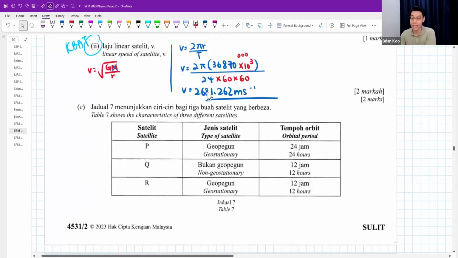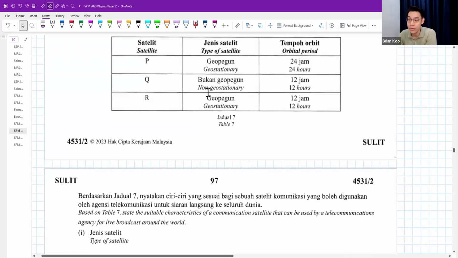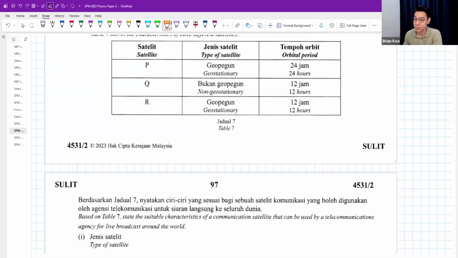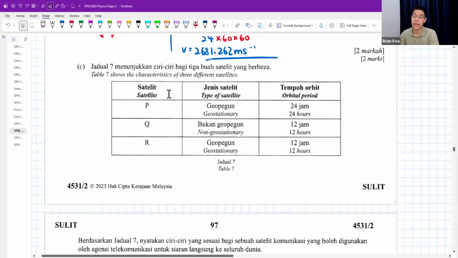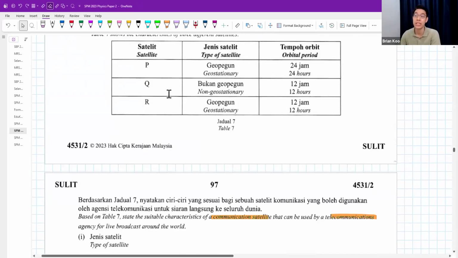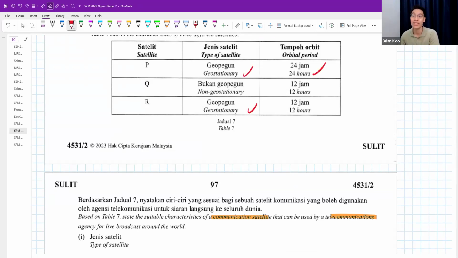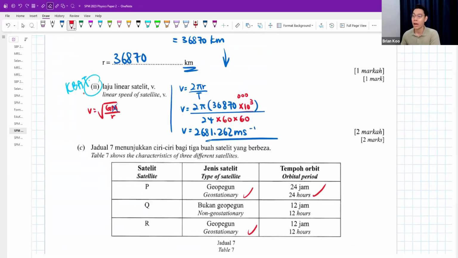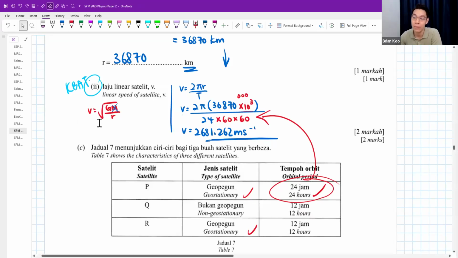Diagram shows 3 different satellites. They ask you communication satellite again, and then used by telecommunication agency. So even if you've forgotten that communication needs to be geostationary and all that, this question is very kind. Immediately in the next question, part C, they ask you for communication satellite. And so you know you're going to choose geostationary, which has to be 24 hours. So that will remind you that, oh, I forgot already in part B, but never mind. They are reminding you again the period must be 24 hours.